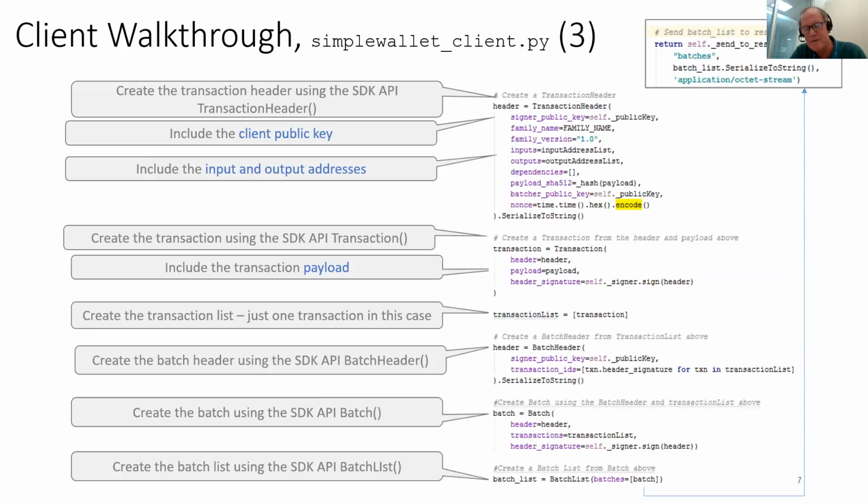This is a very simple batch with just one transaction. And then we create a batch list with just one batch. You can have multiple batches if you want, but in this simple example, we just have one. And we sign both the batch and the transaction. And at the upper corner there, you see send to REST API. So we use the batches command, which is the REST API command, and we give it the data, which is the batch list, which contains one batch and one transaction.